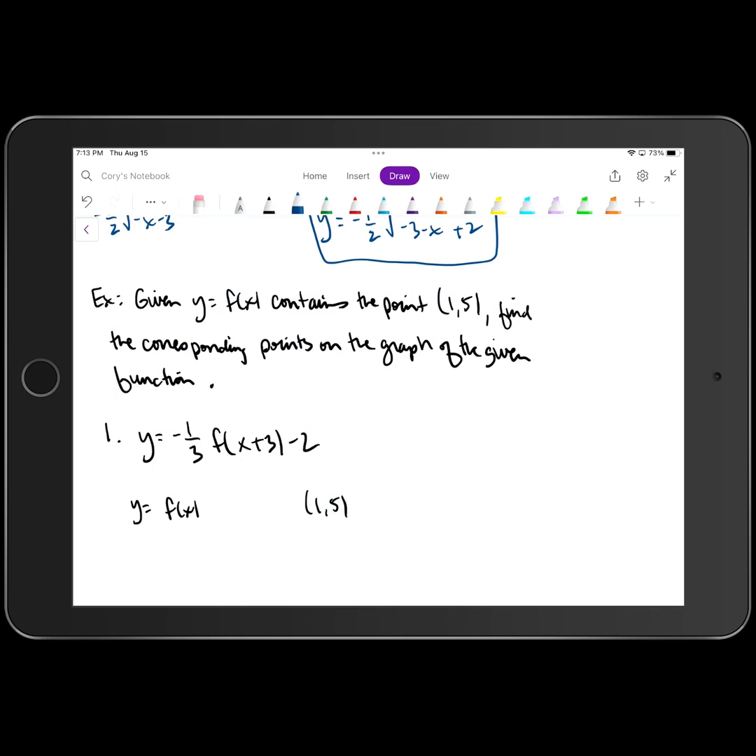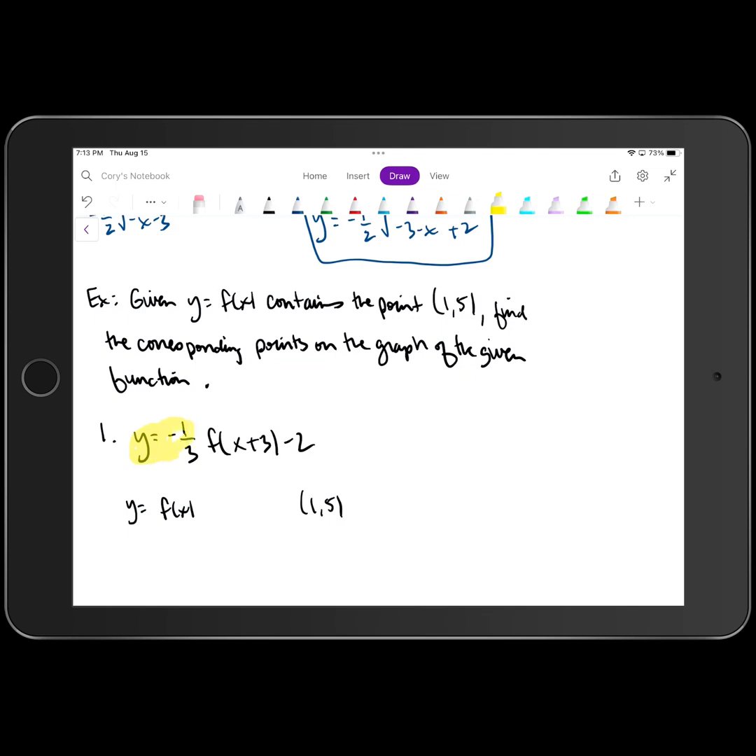Okay, so when working this example out, I want you to see where the point 1, 5 gets moved on the graph of this function here, which is y is equal to negative 1/3 f of x plus 3, minus 2. So pause the video, try to give this one a try. When you're done, unpause and we'll check and see how you did.